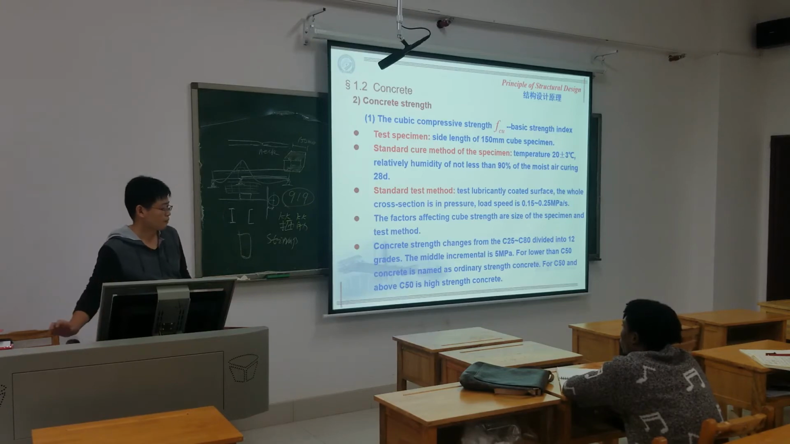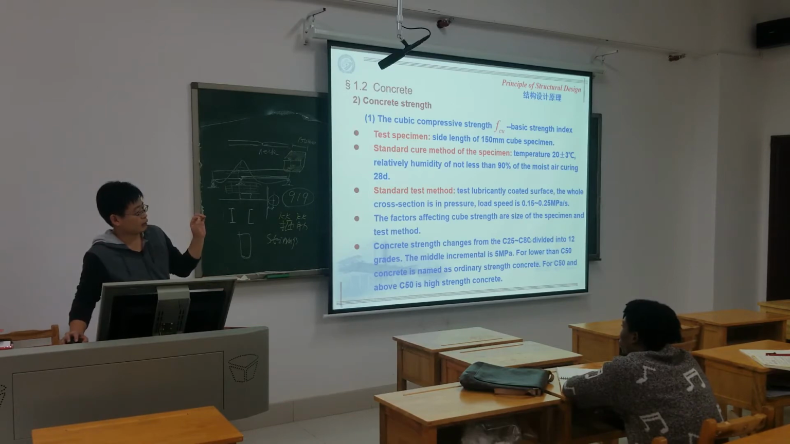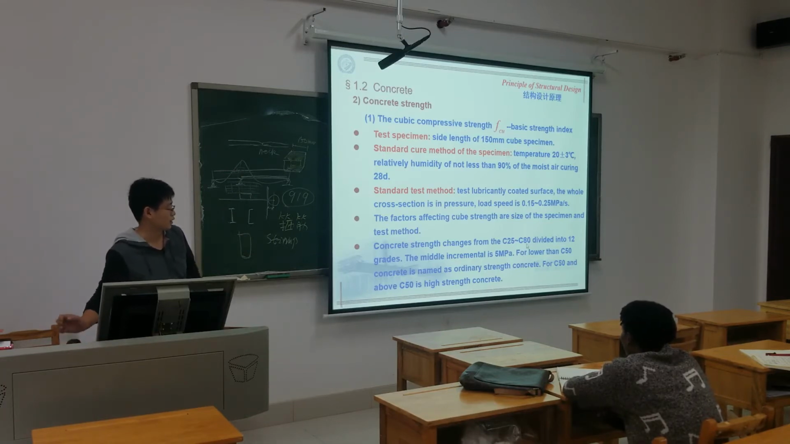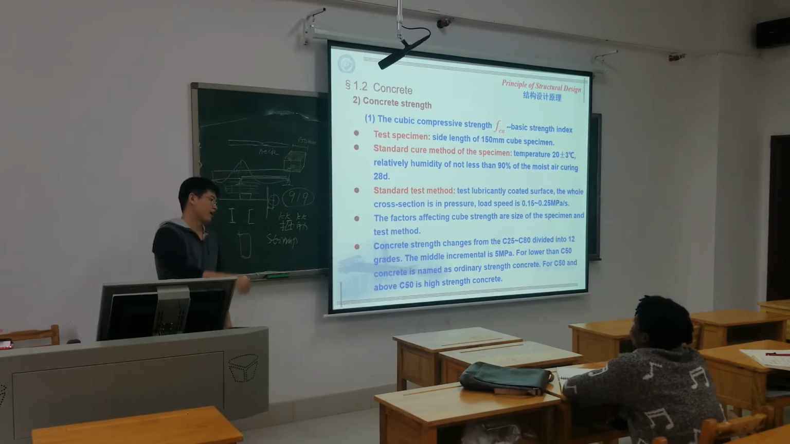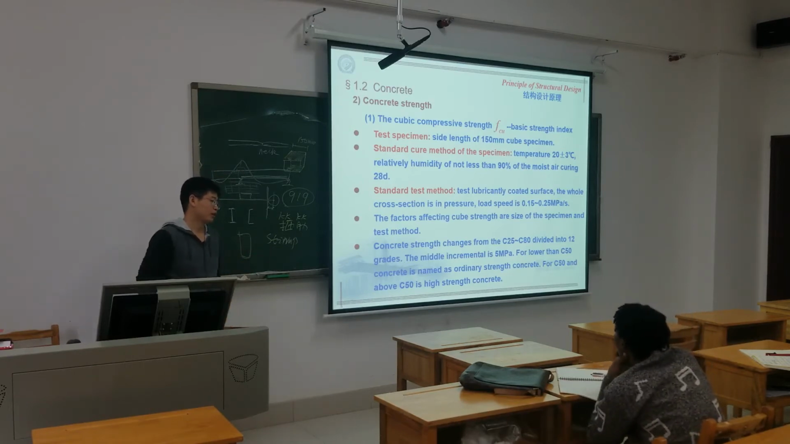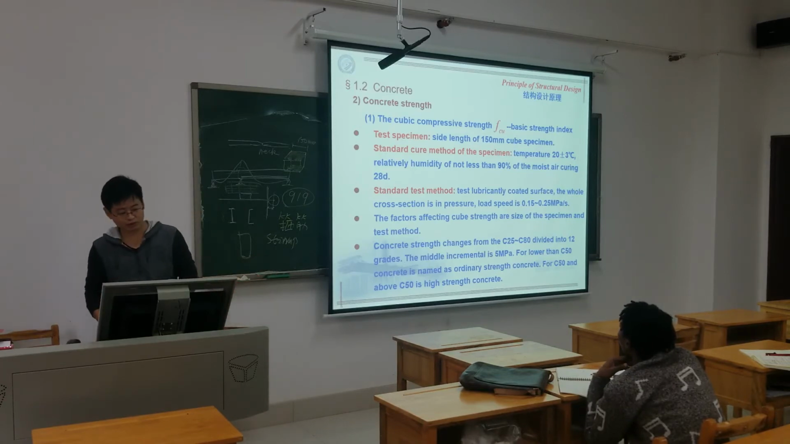Especially now, when the strength is larger than 50, normally we call it high strength concrete. If the strength is lower than 50, that's normal concrete. Now there's a research trend to invent high strength concrete. In some research they can make concrete whose strength reaches 120. So it's very high, very strong concrete.